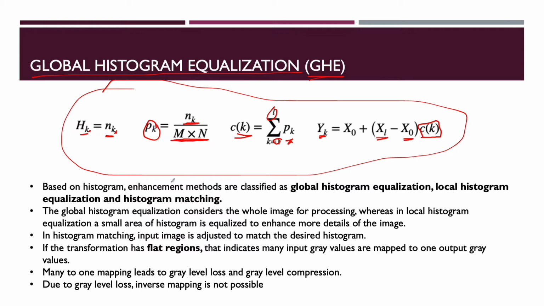So this is the final output that's generated from the equalization, and if the transformation has flat regions that are all outputted to the same value, which is the same gray value, it's a many to one mapping. So this leads to a gray level loss and essentially creates gray level compression, and because of this, inverse mapping cannot be possible.